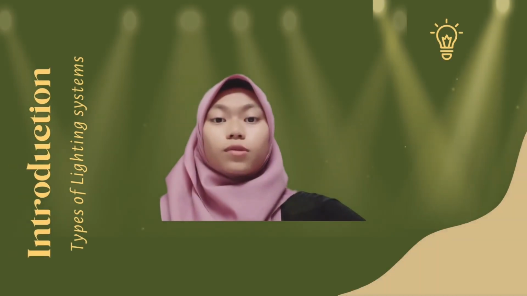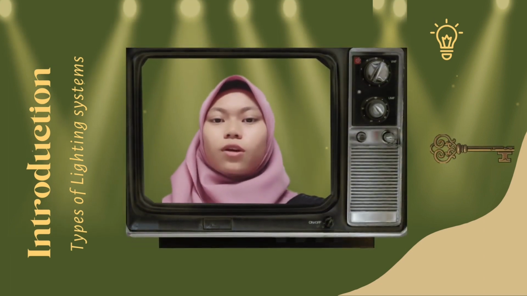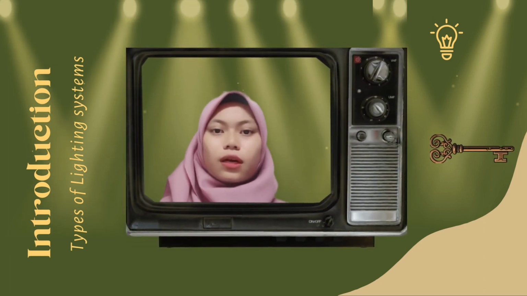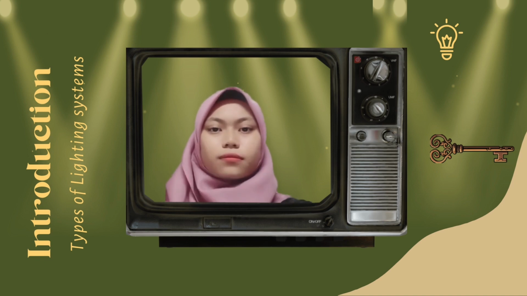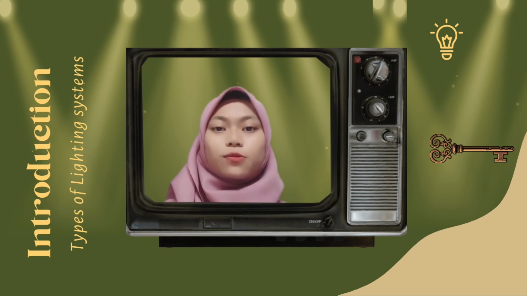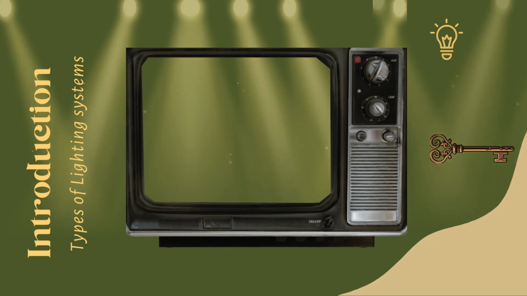Lighting is one of the most important aspects of the office environment. There are 5 types of lighting, which are direct, semi-direct, indirect, semi-indirect, and general diffuse lighting. So let's start with the first one, that is direct lighting.